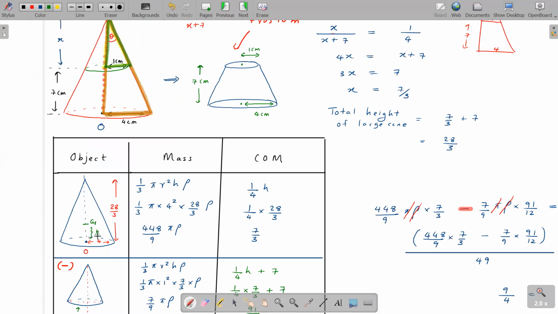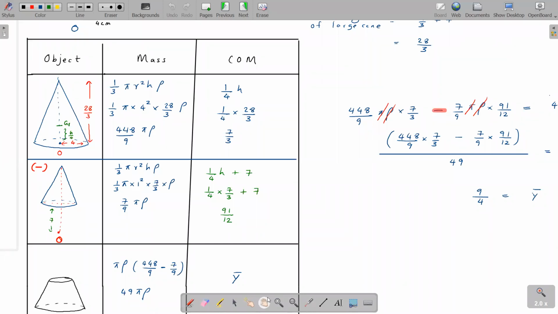Do you see? Not 3h over 4. 3h over 4 is the distance from the vertex. I am currently interested in the distance from the plane face. So it's h over 4, and guys, h is 28 over 3. So 1 over 4 into 28 over 3, the answer is the center of mass is at a distance of 7 over 3 units above O. All right, guys.